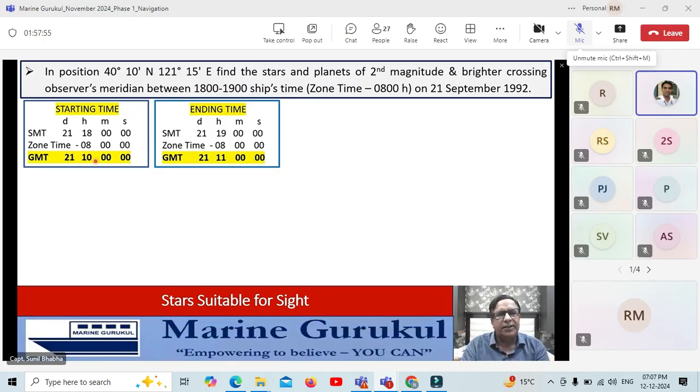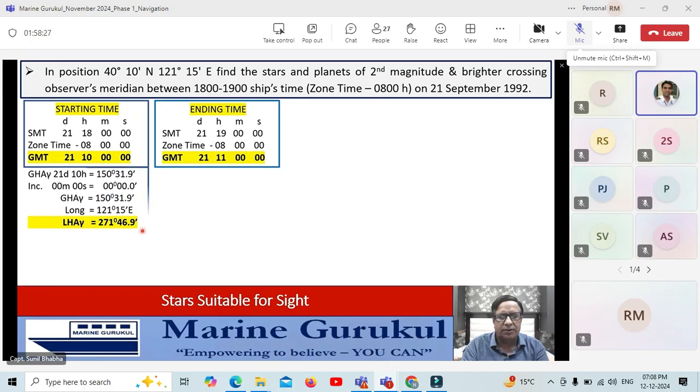Now we get the LHA Aries for these two GMTs. So at the starting time, GHA Aries for 21st day, 10 hours is so much. Increment is 0 because it is 0 minutes, 0 seconds. We get GHA Aries as 150 degrees, 31.9 minutes. We apply observer's longitude to it. Longitude east, GHA least, we add the longitude, and we get the LHA at the commencement of the required interval as 271 degrees 46.9 minutes. That is the LHA Aries at the commencement of the interval.